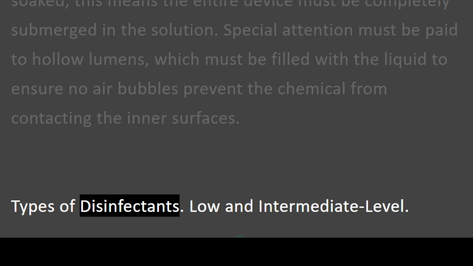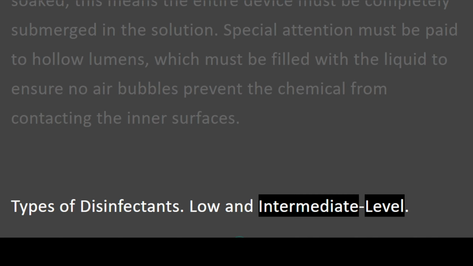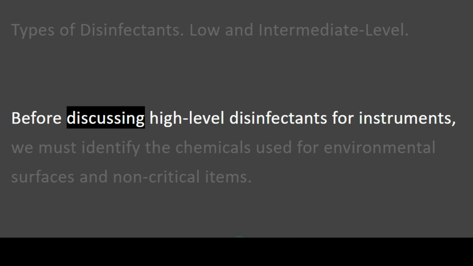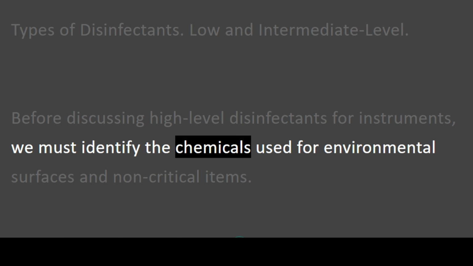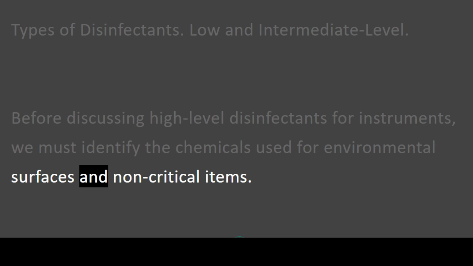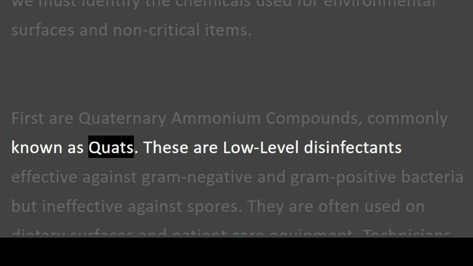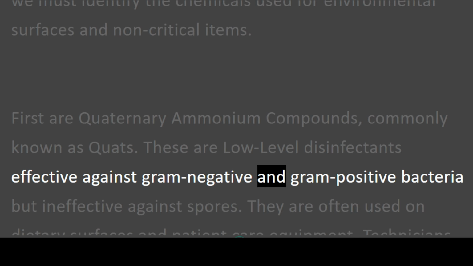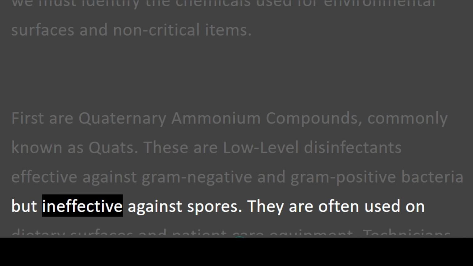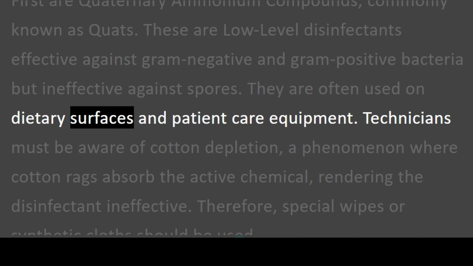Types of disinfectants. Low and intermediate level. Before discussing high-level disinfectants for instruments, we must identify the chemicals used for environmental surfaces and non-critical items. First are quaternary ammonium compounds, commonly known as quats. These are low-level disinfectants effective against gram-negative and gram-positive bacteria but ineffective against spores. They are often used on dietary surfaces and patient care equipment.